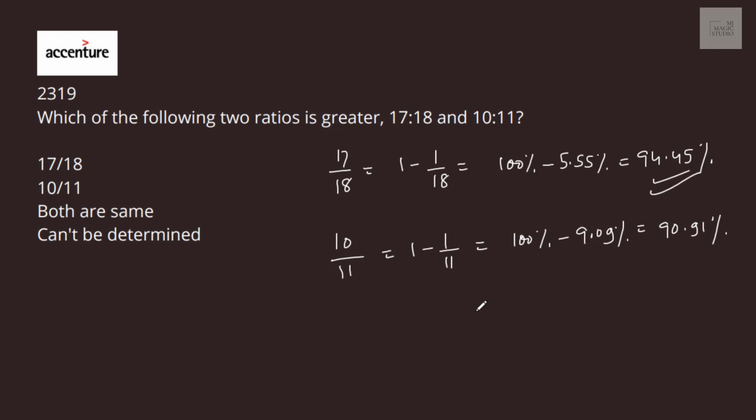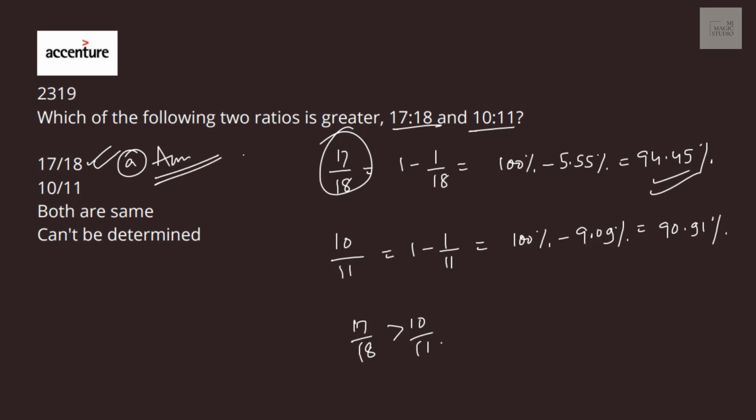So which one is greater? Obviously 94.45% is greater, so 17 by 18 is greater. Out of the two ratios, 17 by 18 is greater than 10 by 11. I'll go with option A, and that is the answer.